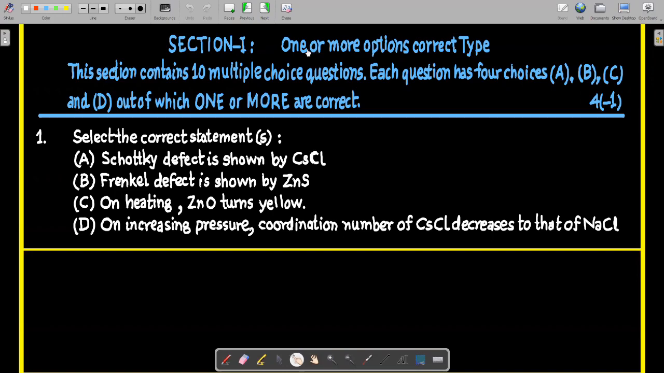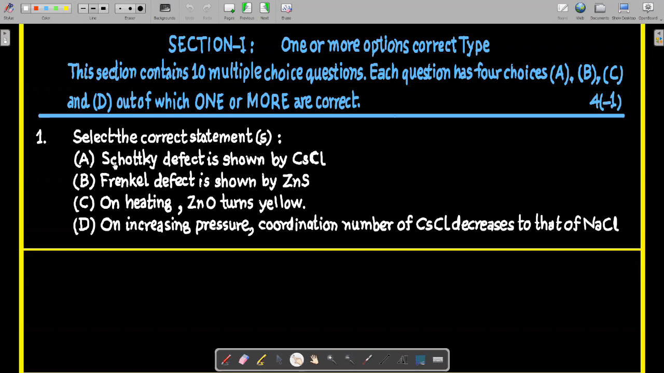Section 1, one or more option correct type questions. This section contains 10 multiple choice questions. Each question has 4 choices A, B, C, D, out of which one or more are correct. This is the marking scheme: +4, -1.